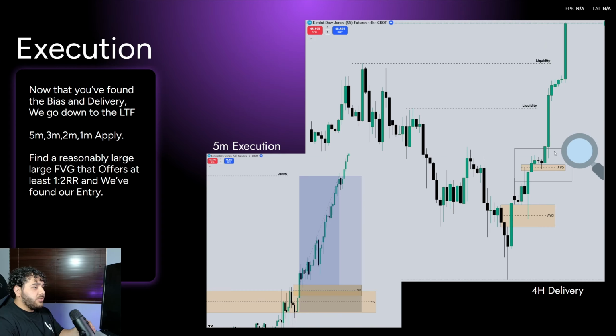Over to our next step, you could see this is again the 4-hour. When we zoom in, we could figure out where we can execute using the 5-minute, 3-minute, 2-minute, 1-minute, all those time frames. We're able to find a fair value gap, enter on it, and target that liquidity that we're looking at from the start. Again, zooming in, we have a fair value gap. Price trades down into it. We see that we're respecting it. We create a fair value gap. Now, this gives us an opportunity to execute.